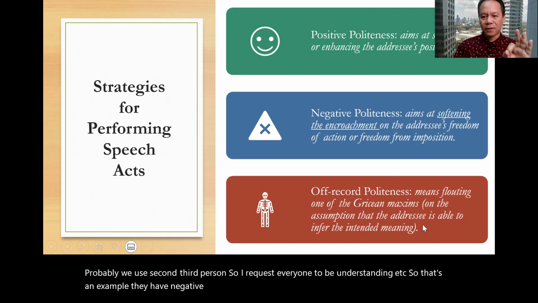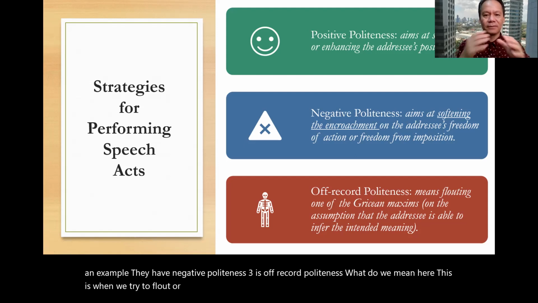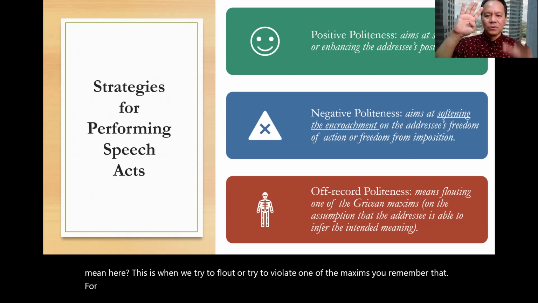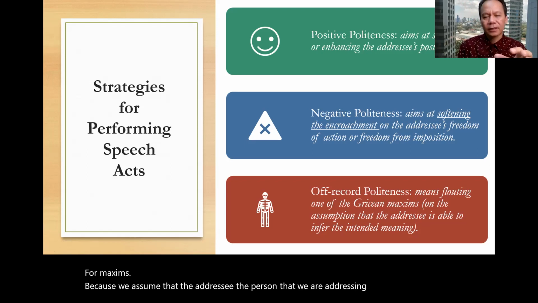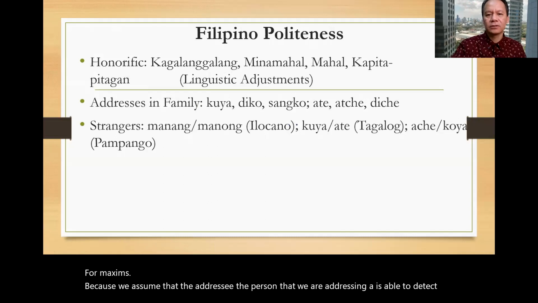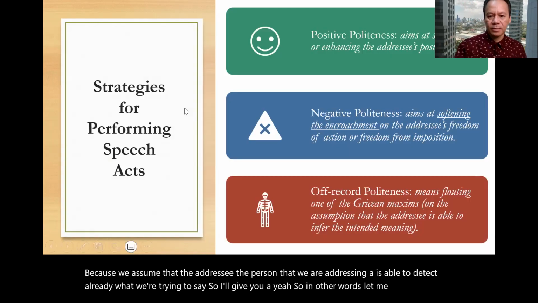Number 3 is off-record politeness. What do we mean here? This is when we try to flout or try to violate one of the maxims. You remember the 4 maxims? Because we assume that the addressee, the person that we are addressing, is able to detect already what we're trying to say. So in other words, let me go back. I think I did not explain that well.